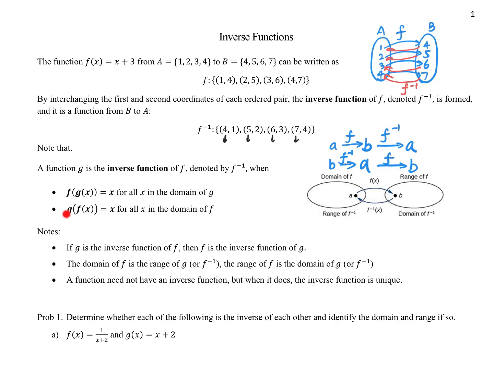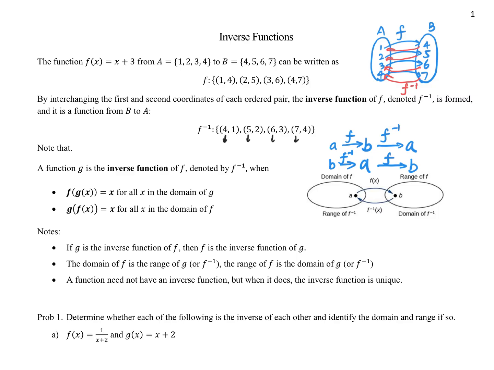And g, which is the inverse of f, g of f of x is equal to x. So the inverse of f undoes f. Therefore their actions basically cancel. Now, a couple of notes: if g is the inverse of function f, then f is the inverse of function g. So they're inverses of each other. The domain of f is the range of its inverse. The range of f is the domain of its inverse. A function need not have an inverse function, but when it does, the inverse function is unique.